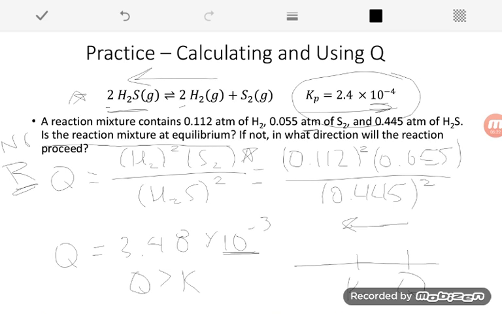So you can think about it either way. If Q is too big, the piece on top is too big, I have too many products, I need to go to reactants. Or put it on your number line, think about the direction you need to go to get to K, and that'll tell you what direction you need to go in your reaction.